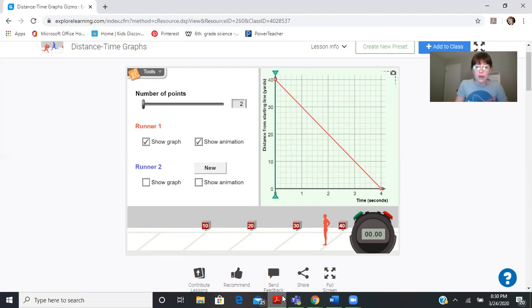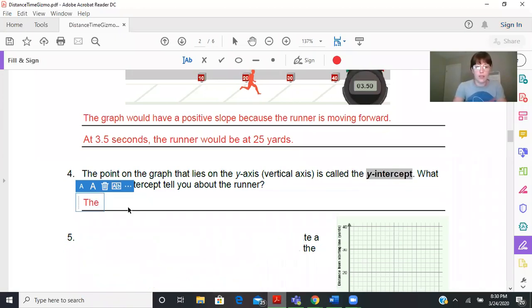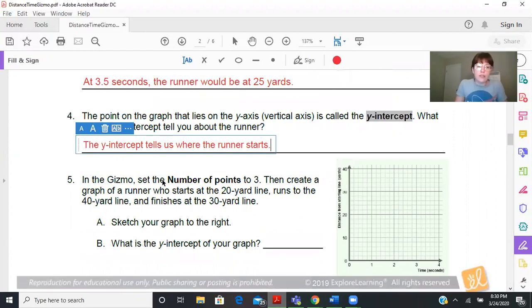So if I go back to my GIZMO, I'm going to write the y-intercept tells us where the runner starts. All right. In the GIZMO, set the number of points to 3. Then create a graph of a runner who starts at the 20-yard line, runs to the 40-yard line, and then finishes at the 30-yard line. So let's do this step by step.